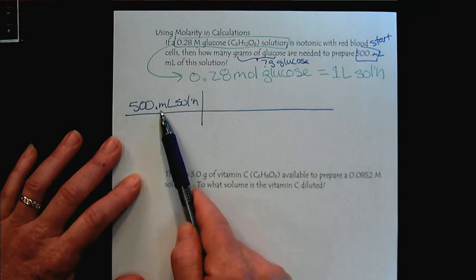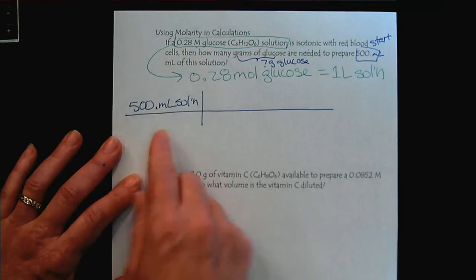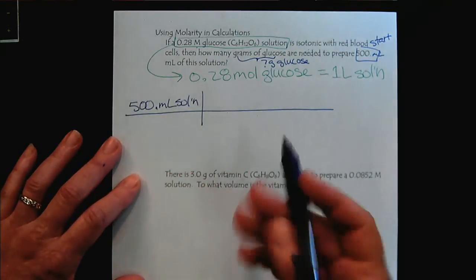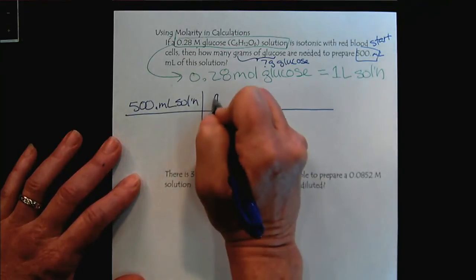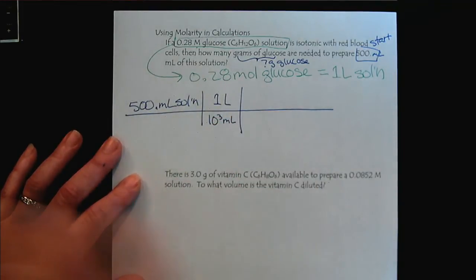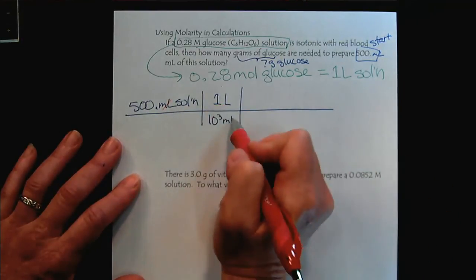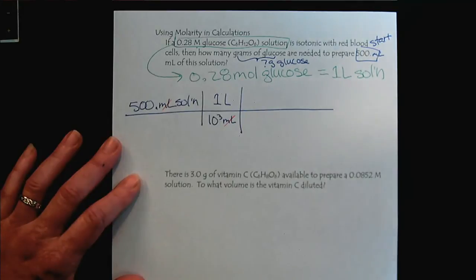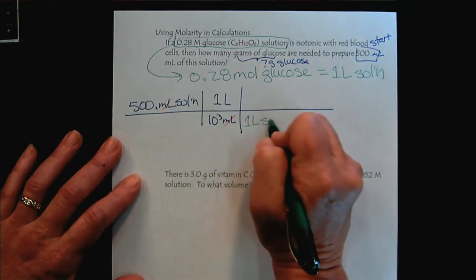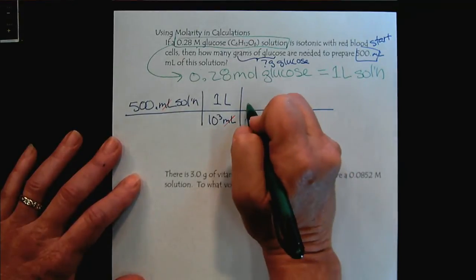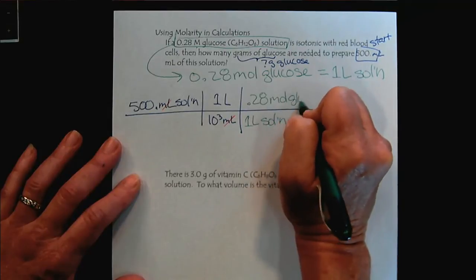So we have a unit disconnect here. We have milliliters and liters. If you can do this in your head, that's awesome. Otherwise, just go ahead. There's 1,000 milliliters in a liter. So now we've gotten rid of the milliliters, and we're in liters. Now we can bring in molarity. Molarity tells us that for every liter of solution, we need 0.28 moles of glucose.